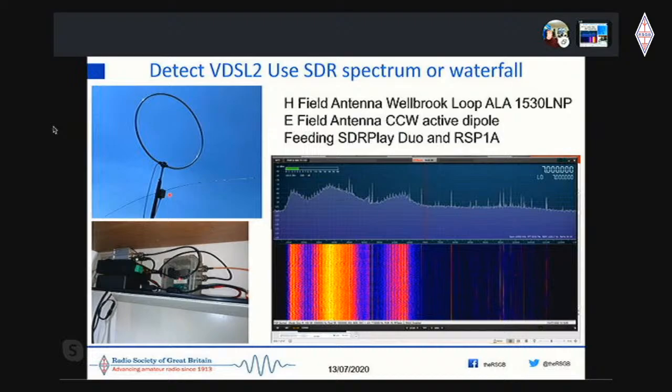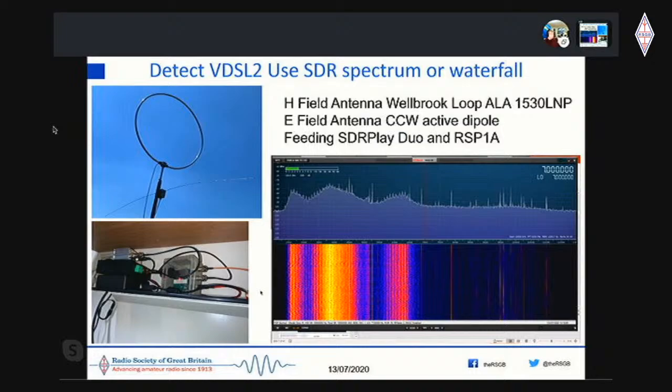So what I'm going to do now is to be very brave and run live for a while. And I'm showing you here what I'm actually using. So outside, I have a Wellbrook loop, active loop, and an active dipole. They're feeding into an SDRplay or a pair of SDRplays. And on the end of that, I either have the SDRuno software or I have a spectrum analyzer.